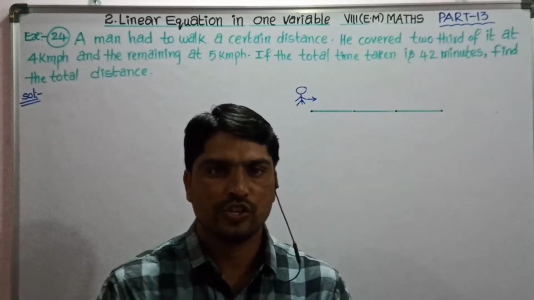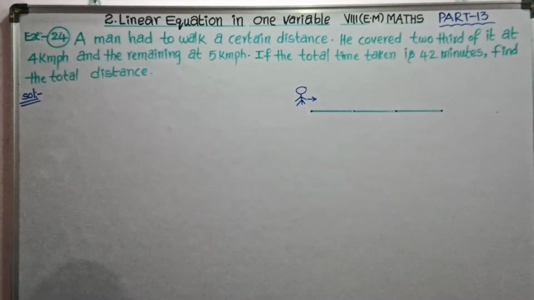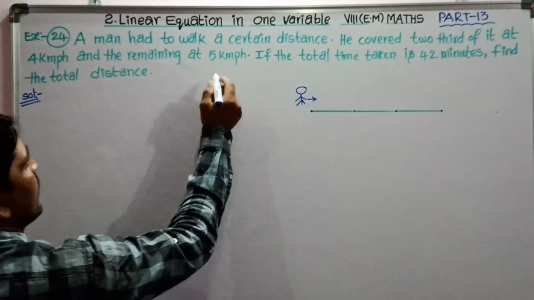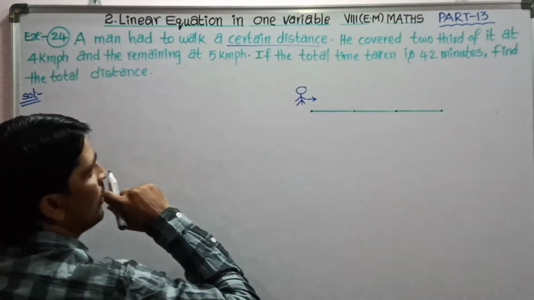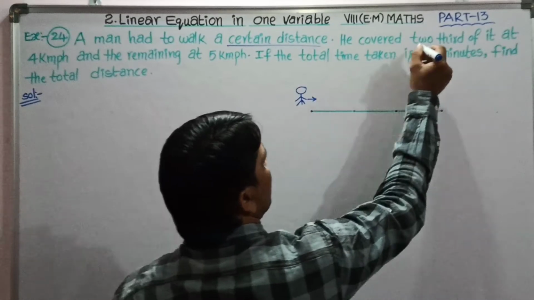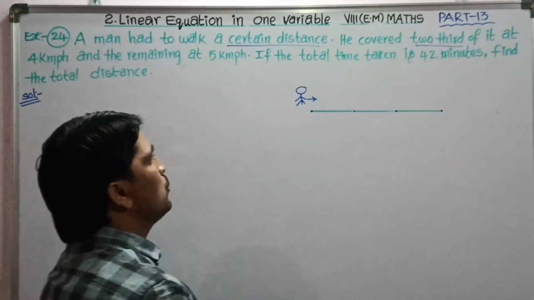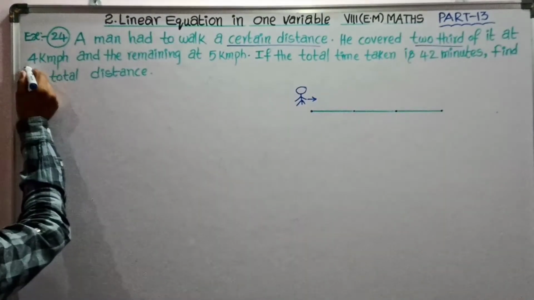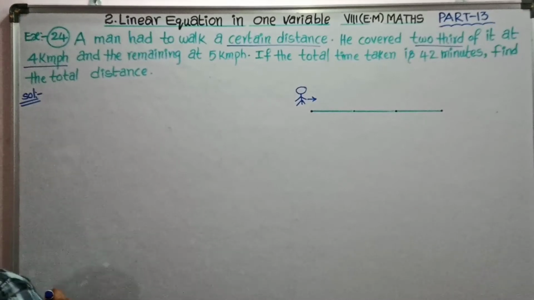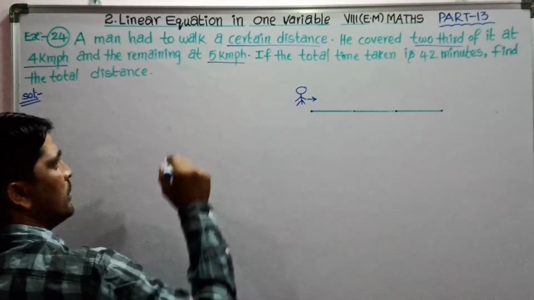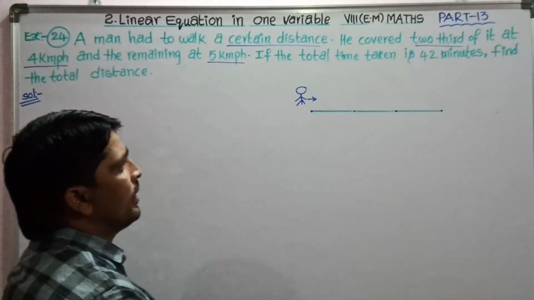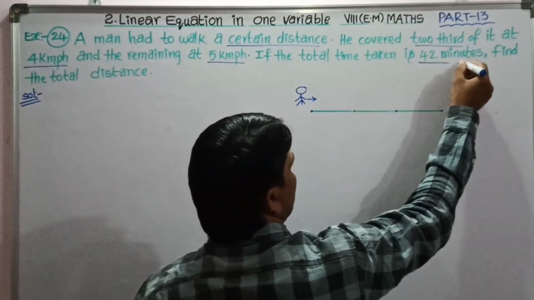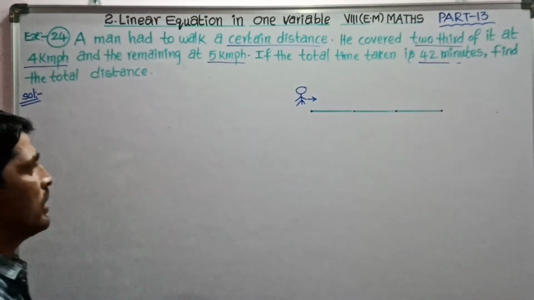Okay. Next question. Example 24. A man had to walk a certain distance. He covered 2/3 of it at 4 km per hour and the remaining at 5 km per hour speed. If the total time taken is 42 minutes, find the total distance.